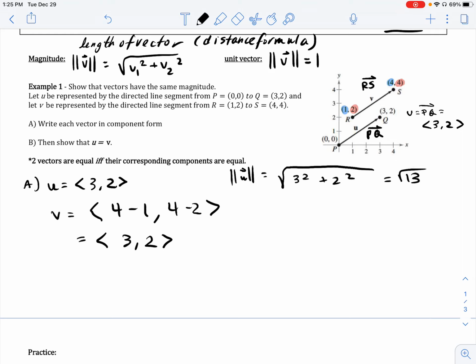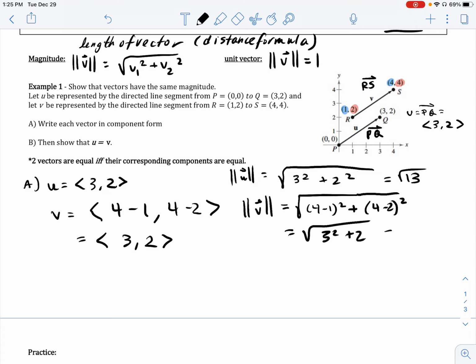If I wanted to find the magnitude of vector v, and pretend that for a moment we didn't already write the component form of this, which we already know the component forms are the same, we could also say something like 4 minus 1 squared plus, let me just extend that out, 4 minus 2 squared. And this would also give me 3 squared plus 2 squared, which is radical 13. So two vectors right now that have the same magnitude.